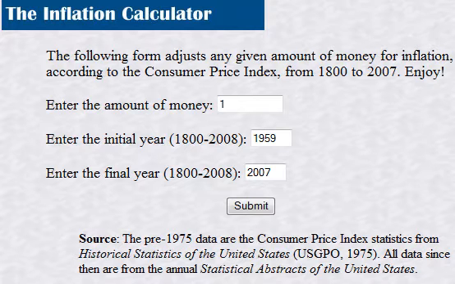Welcome to MarketTamer.com. We've got an inflation calculator which we'll show you today, but before we get to it, we'll describe and evaluate some of the news coming across the wires this morning.